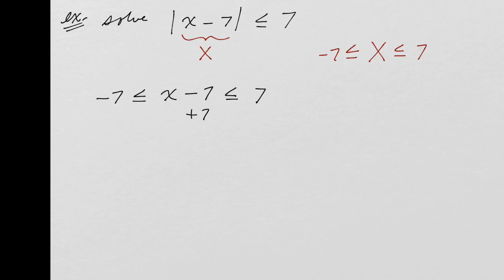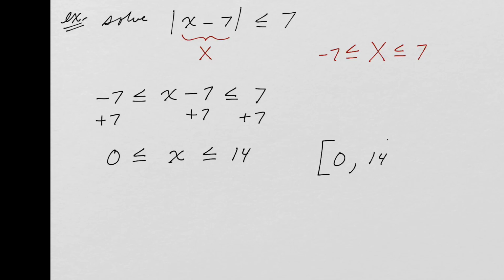So I can do this by adding 7, right? Because I want to get the x by itself. I add 7, I add 7. So this is going to be 0 less than or equal to x, less than or equal to 14. And then if I want to write this in interval notation, since I'm including 0, it's square bracket, 0, comma, 14. I'm also including 14, so close square bracket.